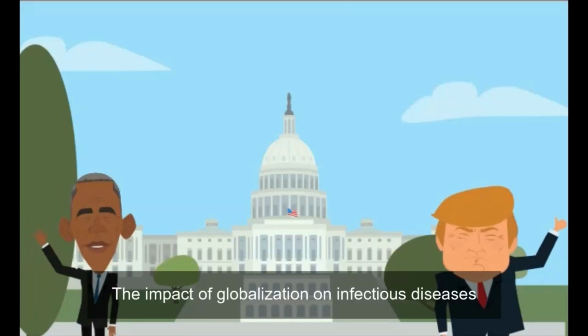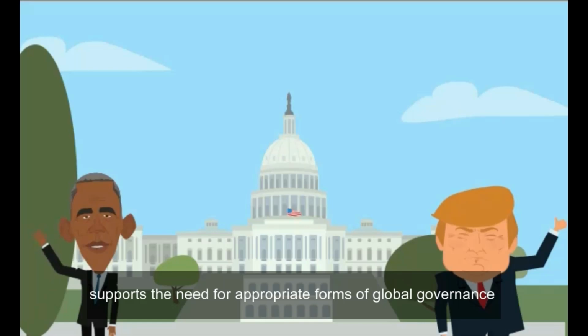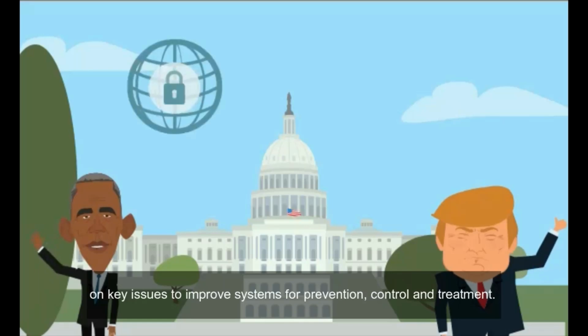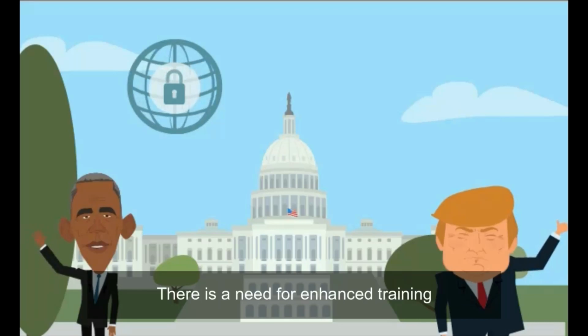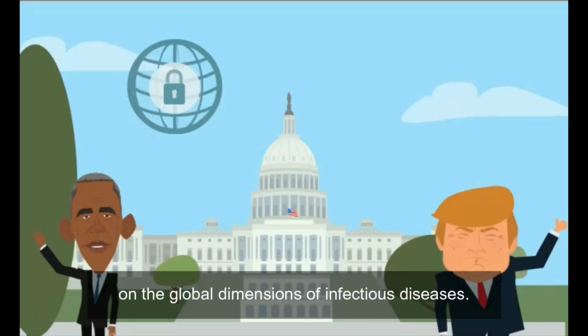The impact of globalization and infectious diseases supports the need for appropriate forms of global governance on key issues to improve systems for prevention, control, and treatment. There is a need for enhanced training on the global dimensions of infectious diseases.